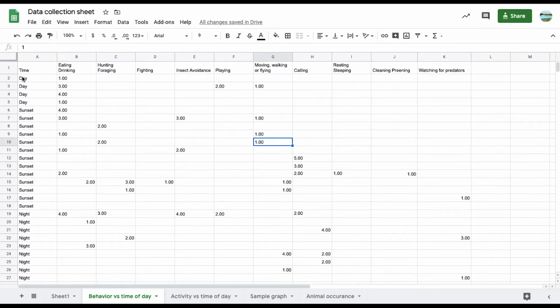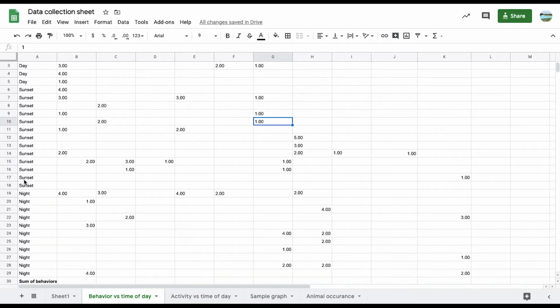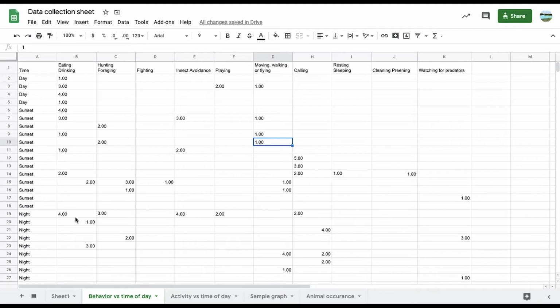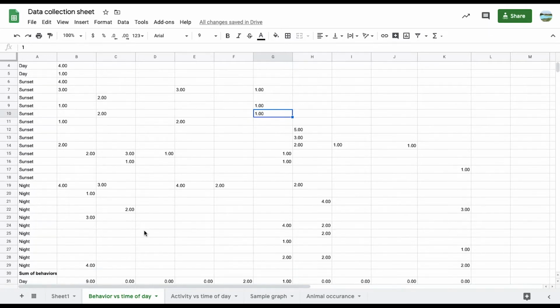I have it organized so that all the times I measured during the day are the same, the sunset are in the same block, and then at night are in the same block. What I want to do is create an average number of times I saw each animal behavior during the day, sunset, and nighttime. To calculate an average, remember, we add up all the numbers and divide by the number of numbers. So I did that here.